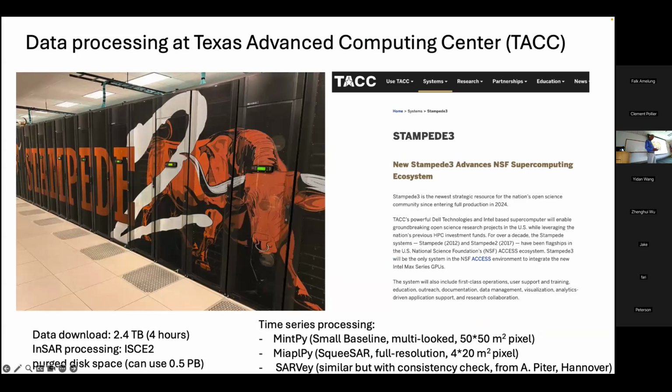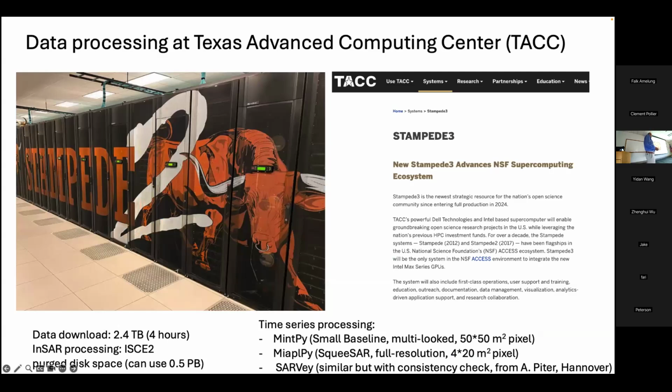And so we are doing our computations on the Texas Advanced Computing Center, TACC. Before that we used the RSMAS facilities, but when they started charging, we moved to TACC, and that worked out pretty well.